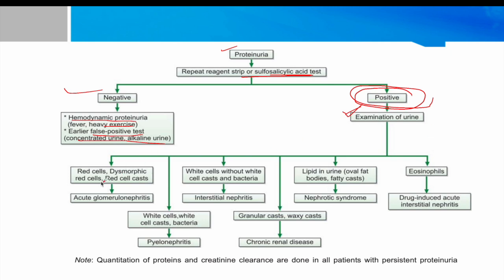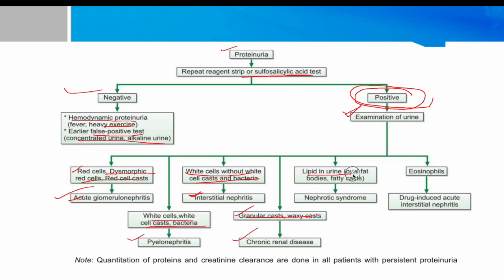Now, in examination of urine, if we get red cells, dysmorphic red cells or red cell casts, it is a case of acute glomerulonephritis. If we get white cells, white cell casts or bacteria, it is a case of pyelonephritis. If we get white cells without white cell casts and bacteria, if there is absence of bacteria and casts, it is a case of interstitial nephritis. If we get granular casts or waxy casts, it is a case of chronic renal disease.